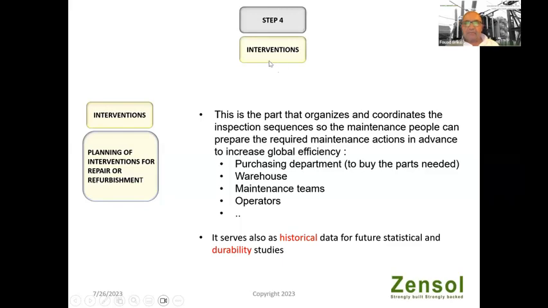And finally, step 4, the intervention. This is the part that organizes and coordinates the inspection sequences, so the maintenance people can prepare the required maintenance actions in advance to increase global efficiency. The purchasing department buys the parts needed for the maintenance, the warehouse, the maintenance teams, the operators, and also here it serves as historical data for statistic and durability studies.